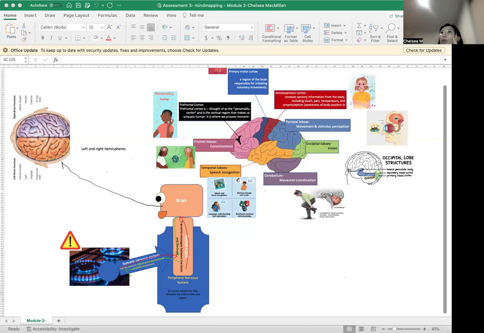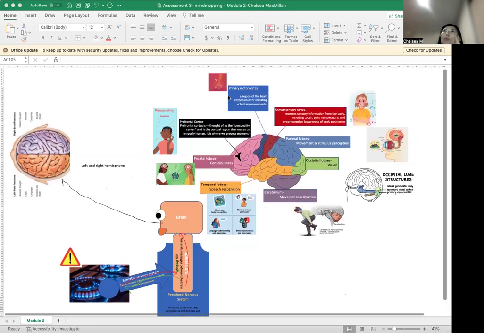So now let's have a deeper look. Here, the dark part is what we call the prefrontal cortex. This region is key for executive functions like planning, judgment, and personality. Next to it is the primary motor cortex, which sends signals to the muscles to initiate voluntary movement. The next part is the primary somatosensory cortex, a region that processes sensory information like touch, pain, and temperature.